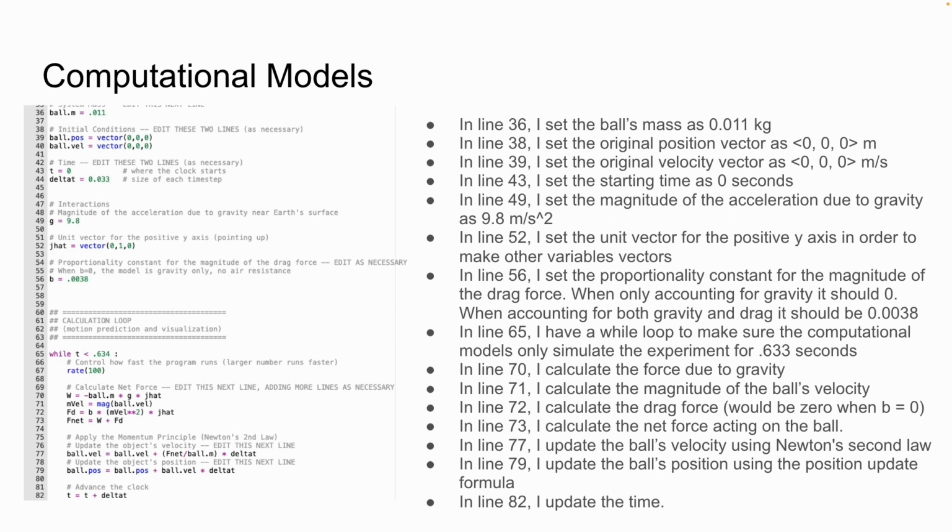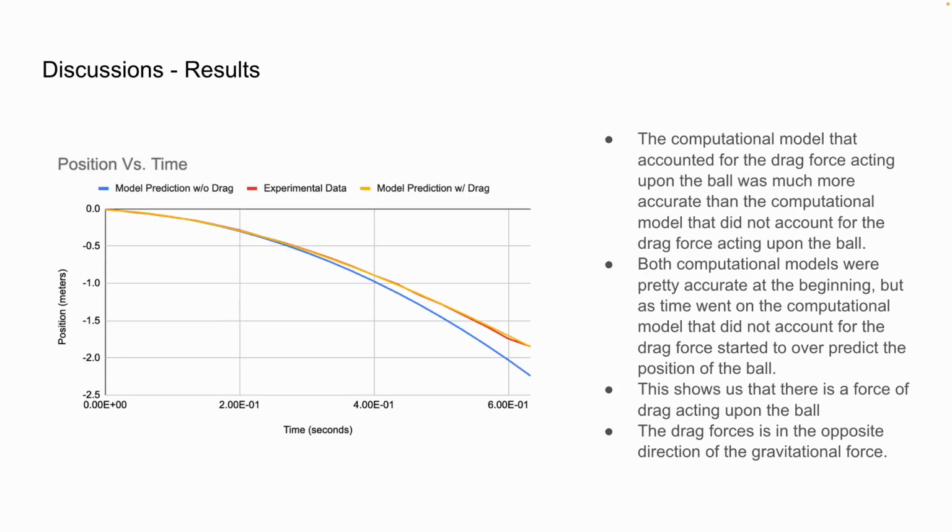In line 71, I calculate the magnitude of the ball's velocity. In line 72, I calculate the drag force. This would be 0 when b equals 0. In line 73, I calculate the net force acting on the ball. In line 77, I update the ball's velocity using Newton's second law. In line 79, I update the ball's position using the position update formula. In line 82, I update the time.